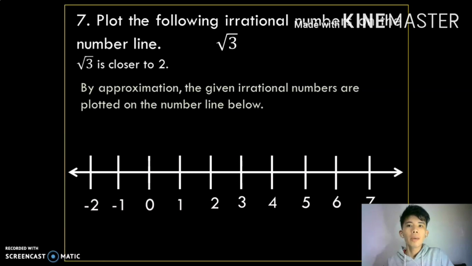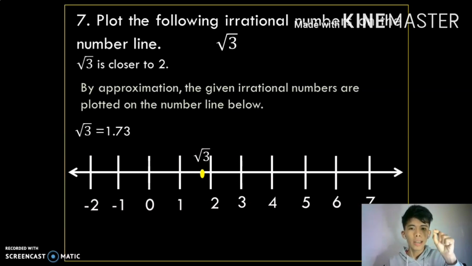By approximation, gagamitin natin yung ginawa nating steps kanina or solution. The given irrational numbers will be plotted on the given number line. So, square root of 3 is equal to 1.73, estimated to the nearest hundredths. So, closer to 2 daw than 1.73. So, that is somewhere here. Nalagyan nyo lang ng parang dot. Then, sa tapat, isusulat kung ano yung given. Square root of 3.